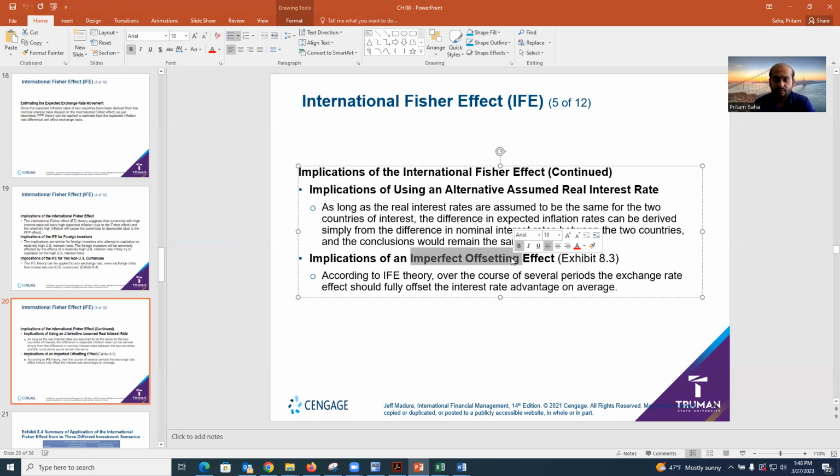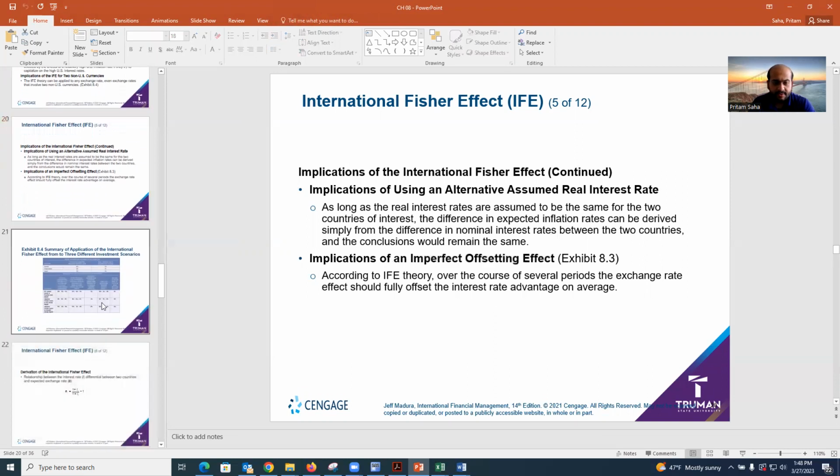On the other hand, if you are not a believer of the international Fisher effect, you are only looking at the interest rate differentials, you may prefer investing in foreign countries because the interest rate is higher there. But at the end of the day, over time, currency could adjust more or less in an imperfect way, so that it could have a different effect. So that's the implication of the imperfect offsetting effect.